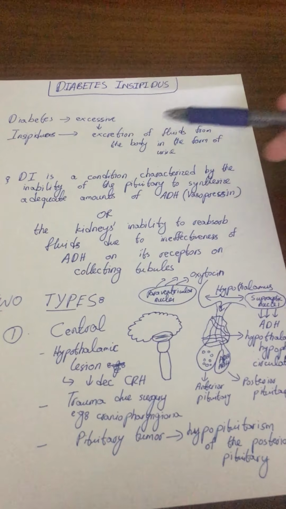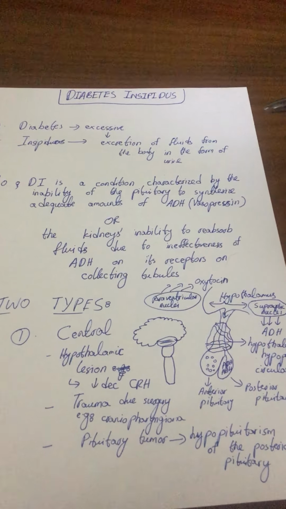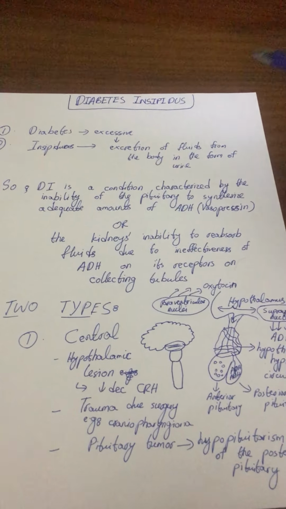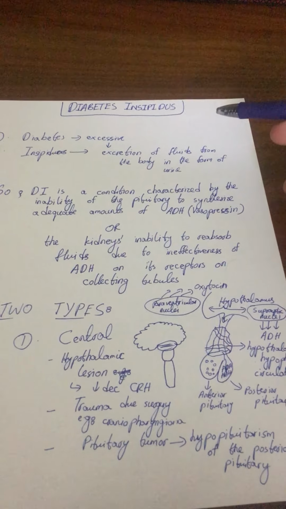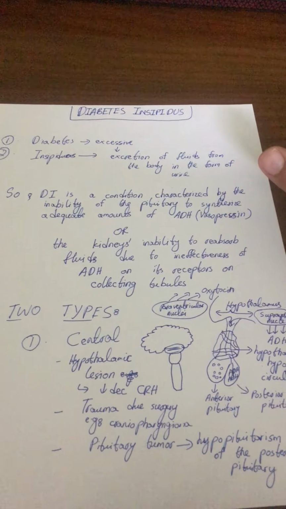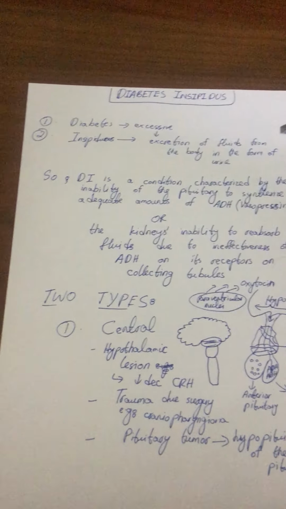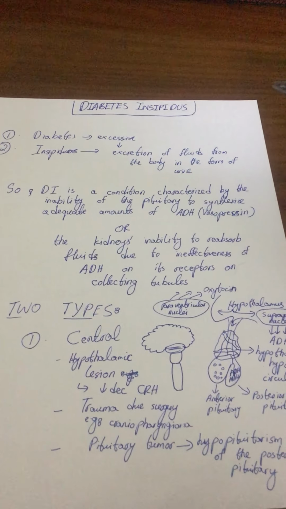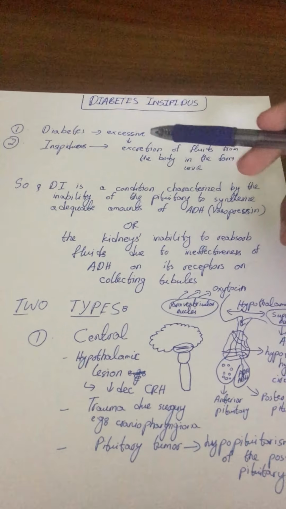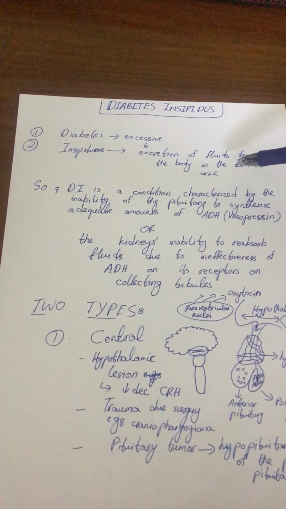So, diabetes is a word in itself, and it doesn't necessarily mean that your body has elevated serum glucose levels. Whenever you hear the word diabetes, you shouldn't immediately jump to diabetes mellitus or diabetes insipidus. As a medical professional, you should keep your mind open and think that this word basically means excessive. If it's diabetes mellitus, then it means excessive presence of, or elevated, serum glucose levels. If it's diabetes insipidus, it means excessive excretion of fluids from the body in the form of urine, right? Now, this is the basic meaning of these two words.